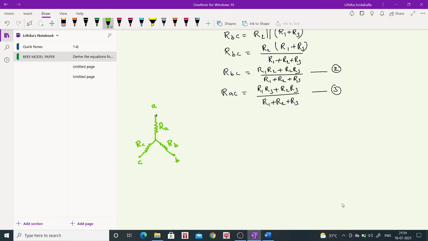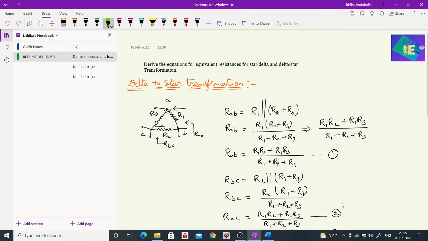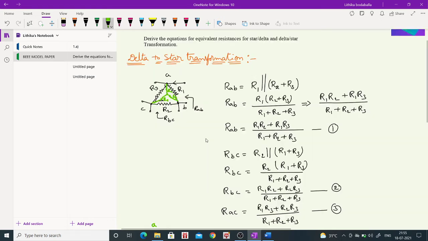So RA is the equivalent resistance when converted from delta to star. If you convert this delta into star, you will get the star equivalent like this. This is RA, this is RB, and another resistance between these two, this is RC. Now I want to find RA in terms of R1, R2, R3, RB in terms of R1, R2, R3, and RC in terms of R1, R2, R3.